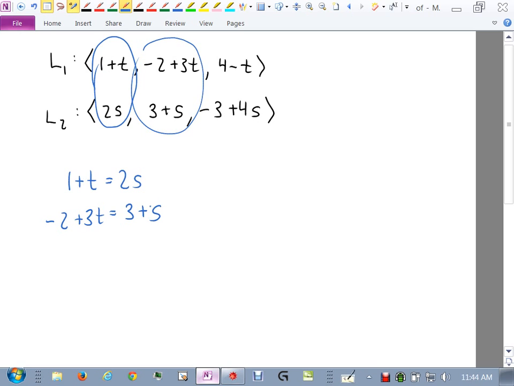Two equations in two variables. Is that enough to find a unique solution? Yes. So I'm not even going to worry about the third one yet. All right? I'm just going to try and get a unique solution here. So I'm setting this up as a system of equations.